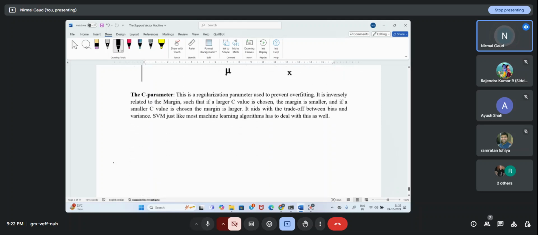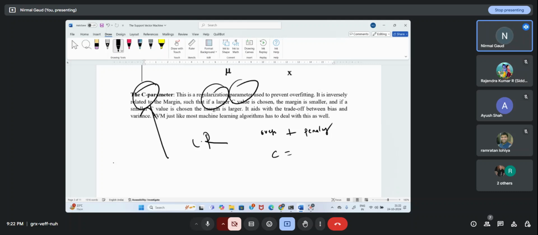There is one more parameter, C. This is the regularization parameter, and we have seen this parameter in logistic regression also. To control it, if your model is overfitting, then you are going to add a penalty. How much penalty you have to impose depends upon C, because C is the inverse of penalty. If C is more, penalty is less. If penalty is more, C is less. We have seen this concept in logistic regression. Okay, got it.